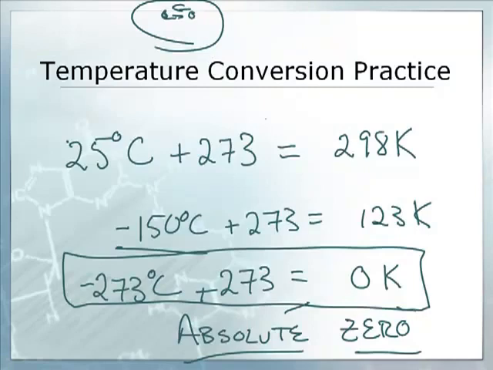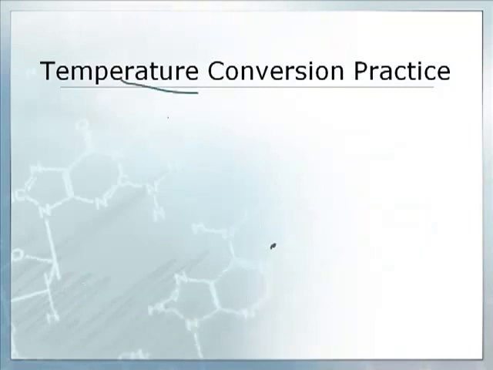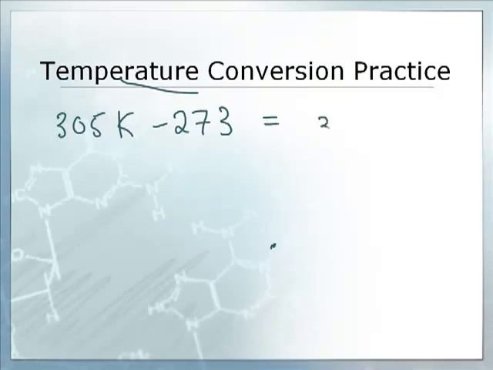Now we probably should go in the other direction. Okay, let's do a couple more. Let's say I've got 305 Kelvin. What's that in degrees Celsius? We subtract 273. And what do you get there? 32 degrees Celsius. No naked numbers. Let's try one more.